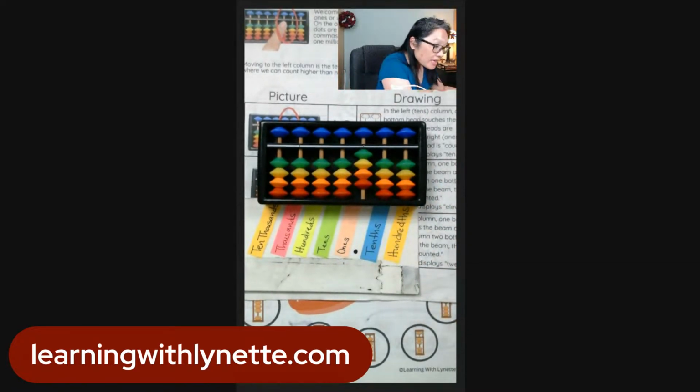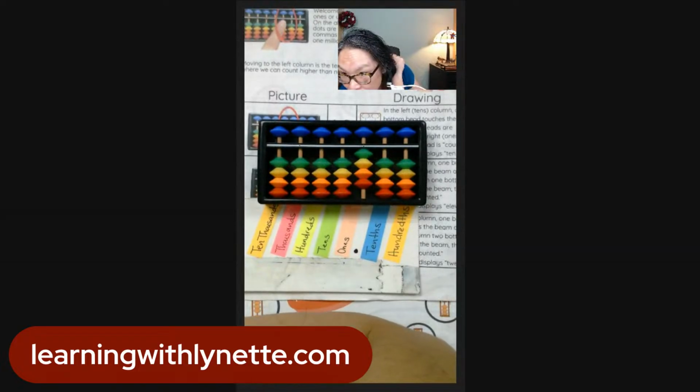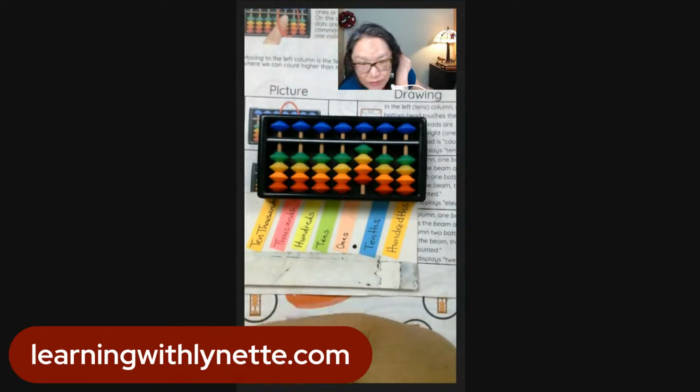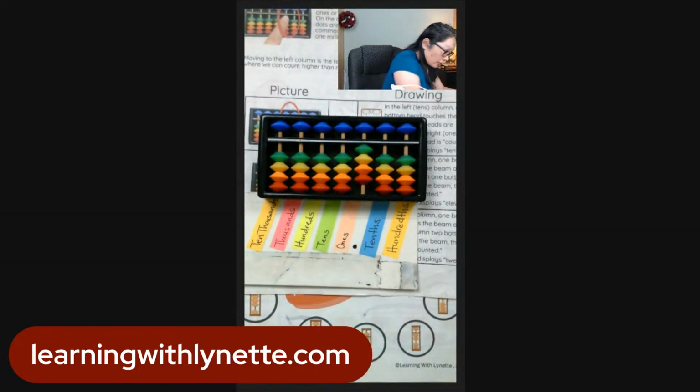It is possible. Can we do it? Yes, we can. All right. So the first thing we're going to do is read the abacus. We're going to continue to learn how to read the abacus.